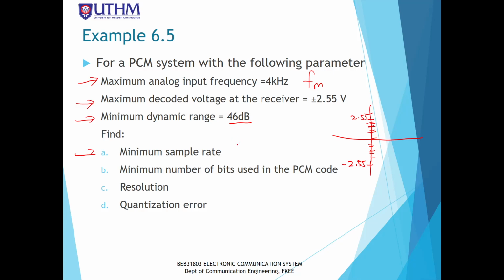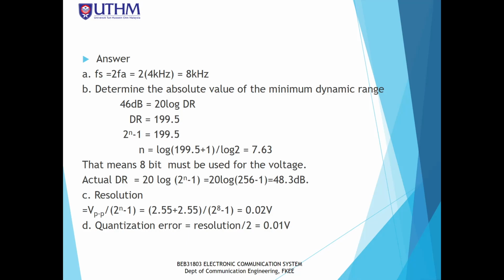Sampling rate: the minimum, according to Nyquist, would be 2 times the highest input frequency. So it is equal to 2 times 4, which is 8 kilohertz. Okay. And then the minimum number of bits used in the PCM code. The answer is already here.